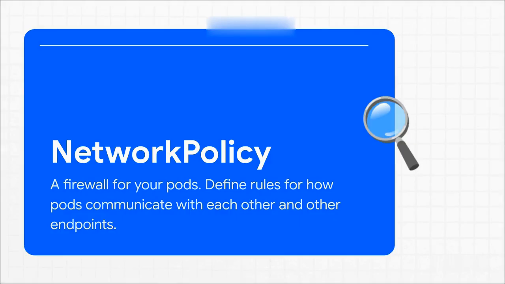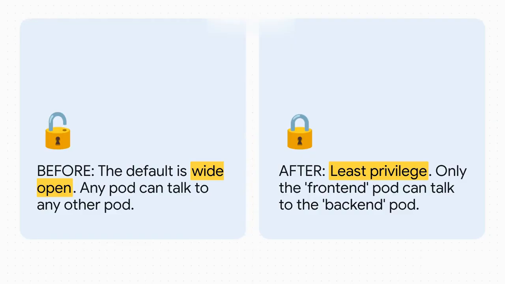See, by default, there are no internal firewalls. Any pod can chat with any other pod. Network policies let us flip that default from allow everything to deny everything. Then we can poke very specific, tiny holes for only the traffic we actually need. And this shows you the impact just perfectly. Before, in that default open state, a compromised logging pod could maybe try to attack your database pod. But after we implement a least privilege policy, we explicitly say only the front end is allowed to talk to the back end. All other traffic? Blocked, by default. This one simple change makes it so much harder for an attacker to move around inside your cluster if they do get in.